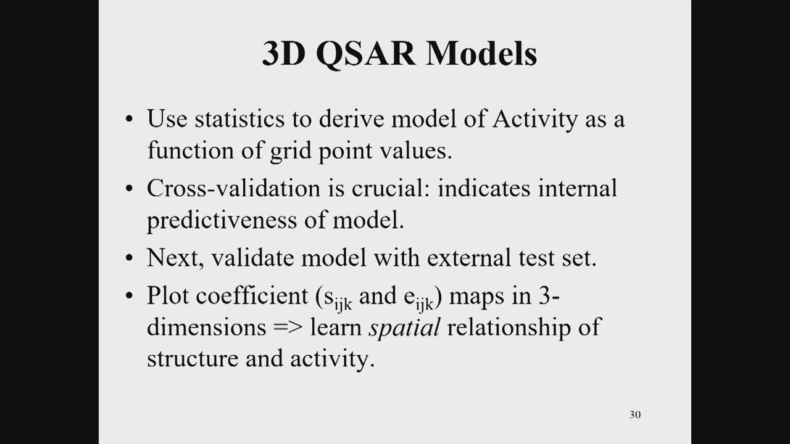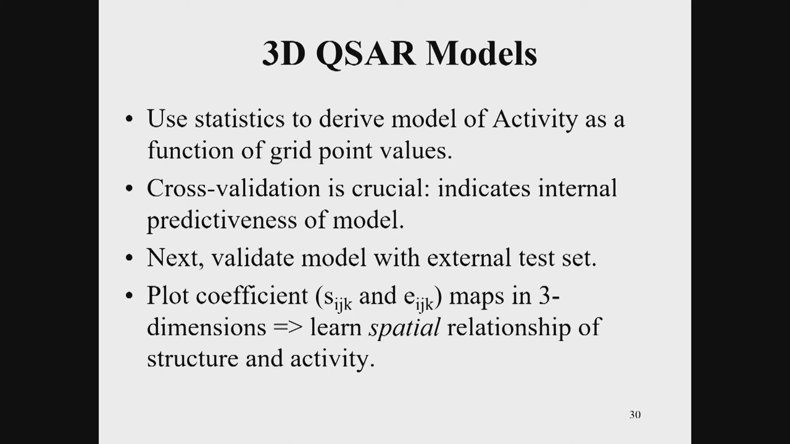Now, what can we do with that? Well, we can use statistics to derive a model of activity as a function of those points in space. We have to use cross-validation, and I'll show you that in just a minute. That enables us to determine the internal predictiveness of the model, and then we will validate our model with an external test set to make sure that it's true, and we can also learn the spatial relationships by making special maps of activity to learn where in space and where on a molecule is the most likely place to modify the molecule to change its activity.